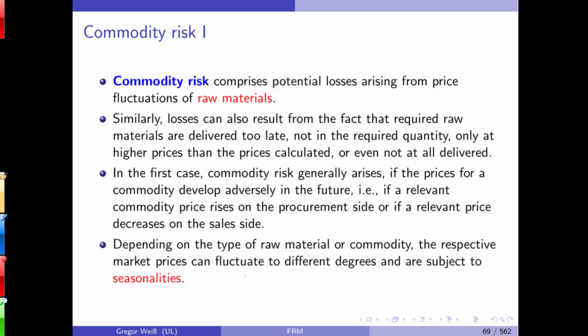Commodity risk is very simple. Commodity risk is the risk that market prices for commodities change. Rohstoffpreisrisiken. Commodities could be steel, aluminum, energy, electricity, gas, oil. You might know some weirder examples. Do you know some future contracts that are a little bit weirder than just steel and oil and gas?